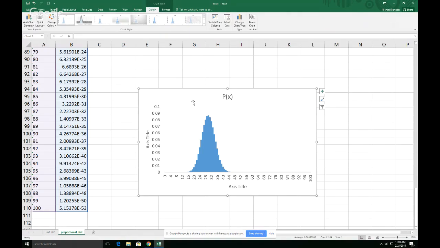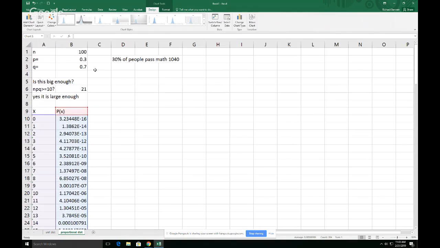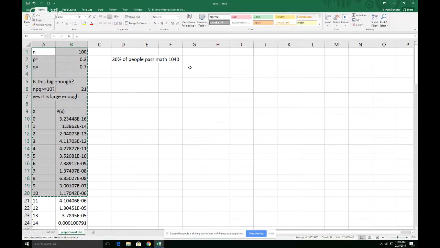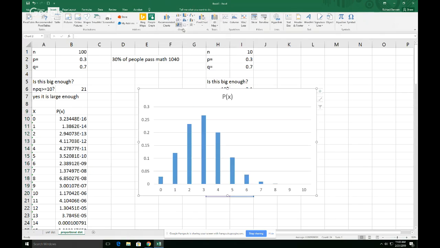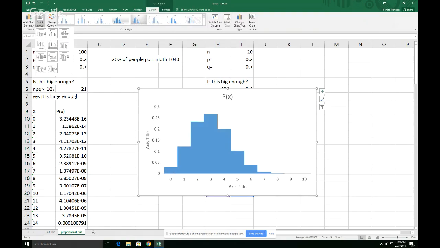Now, just to show you that it's not so great if your sample size is too small, I'm going to do this exact same thing but I'm going to change my sample size to 10. Okay? Everything else is going to be the same. Now I'm going to insert bar charts. Well, that actually looks better than I thought it would, but what do you think about that? Does that look like a bell curve to you? Not really. Is it big enough?